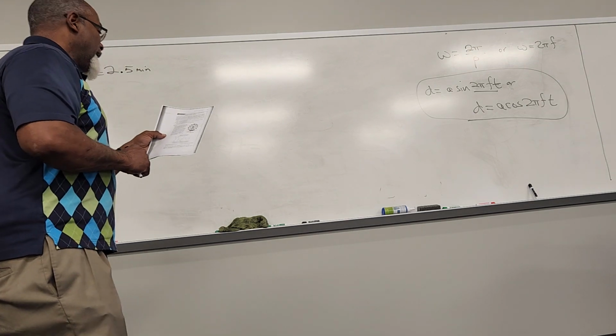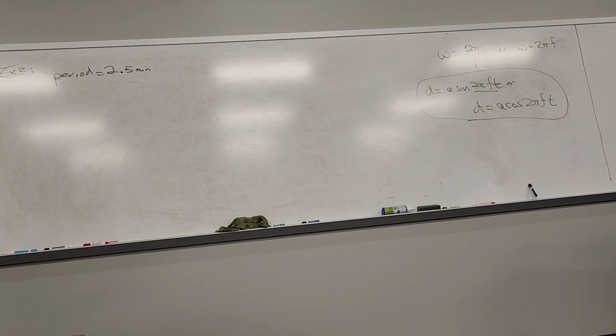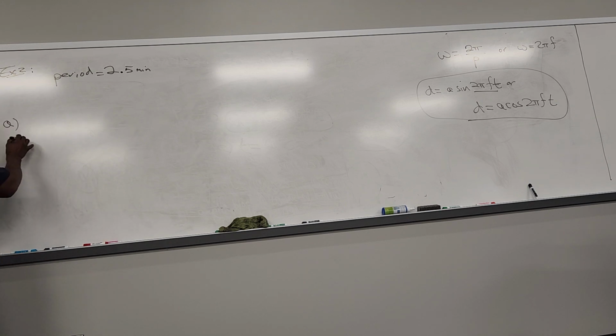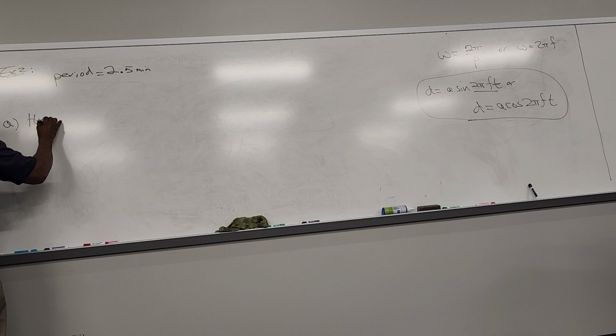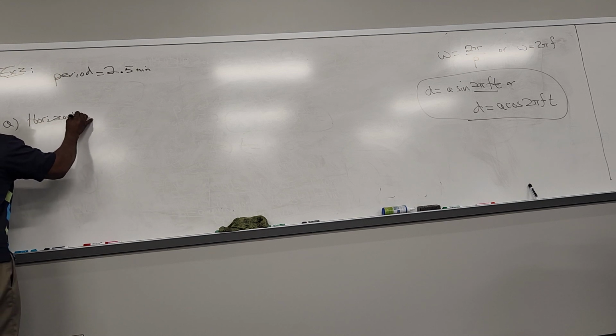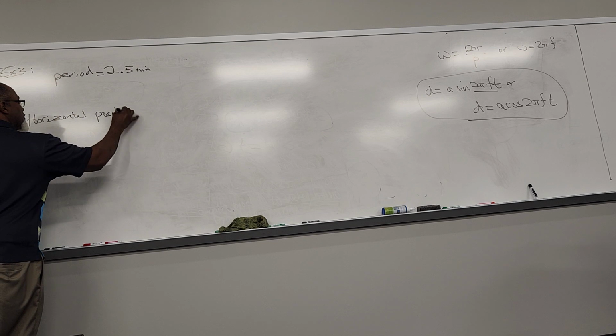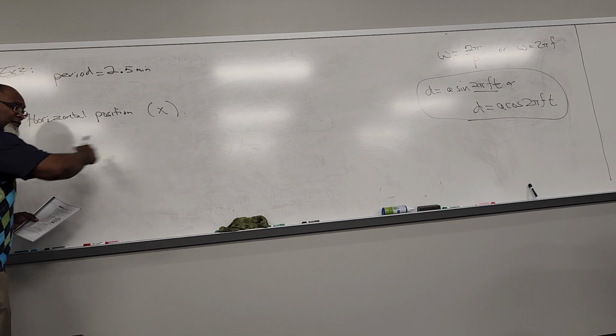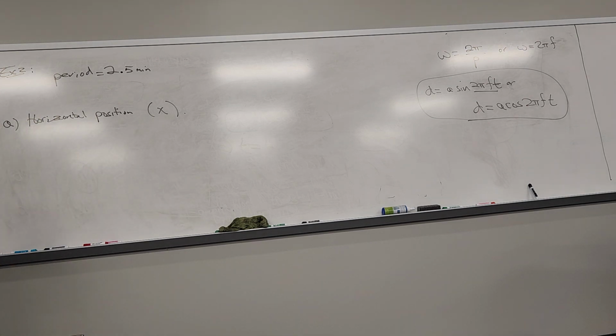All right? And they say, choose a coordinate system with the origin at ground level and below the center of the wheel. So A says, write a model representing the children's horizontal position. Horizontal position means the x-axis, okay? Write a model representing their horizontal position, x in feet, at a time t after the ride starts.